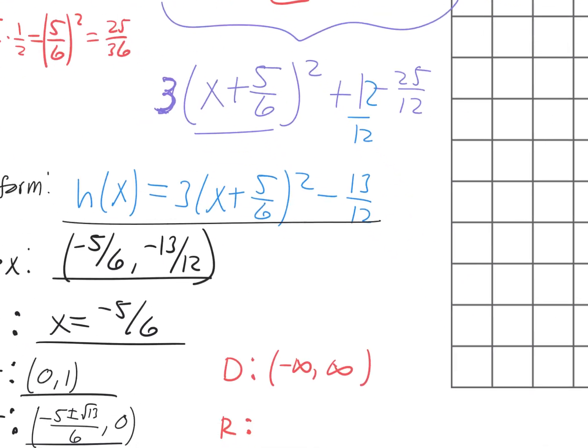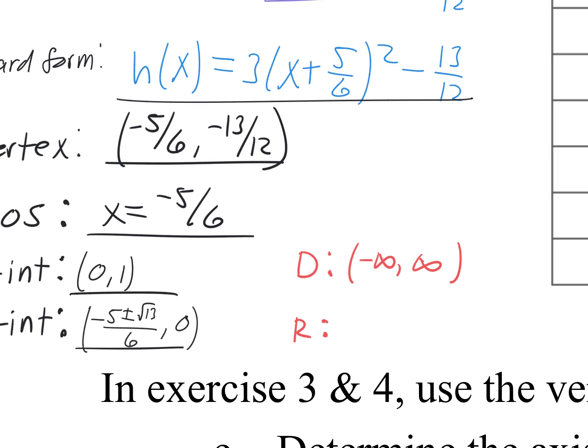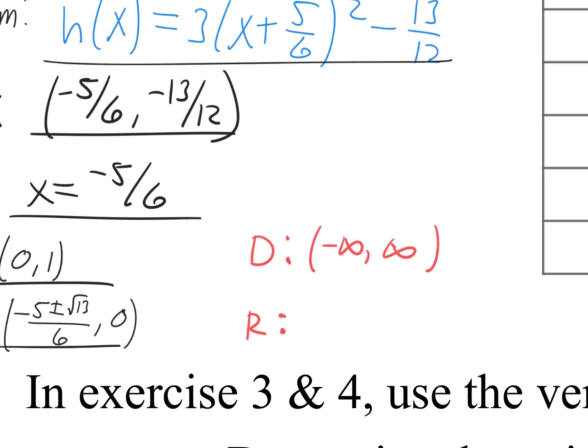So then, keeping that information in mind, how would I write my range here? If it's opening up, and we have a vertex already. Good, bracket, negative 13 over 12, comma, infinity. So this is our domain, this is our range. There's a lot of information here that you get from other things that you already found. The vertex kind of gave us two other things.